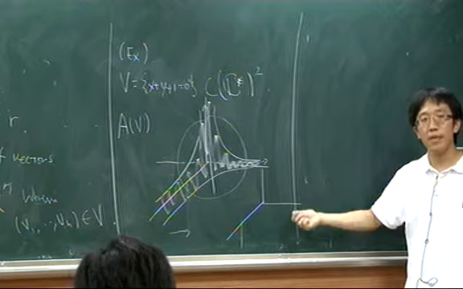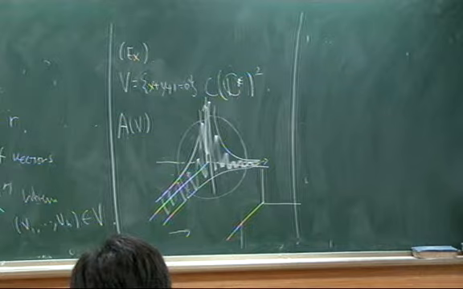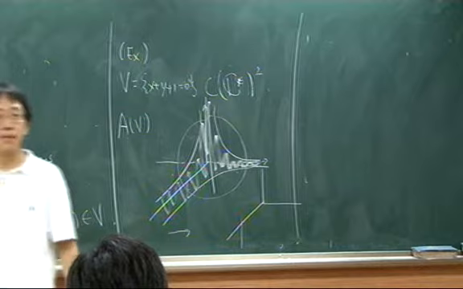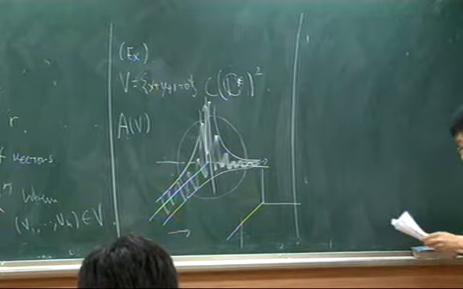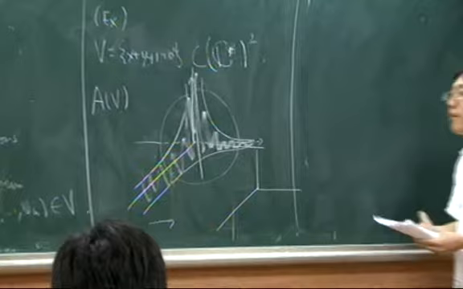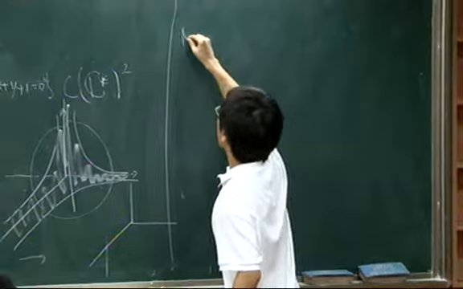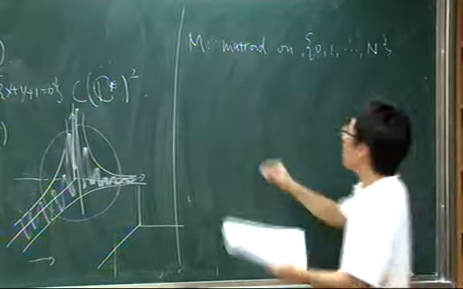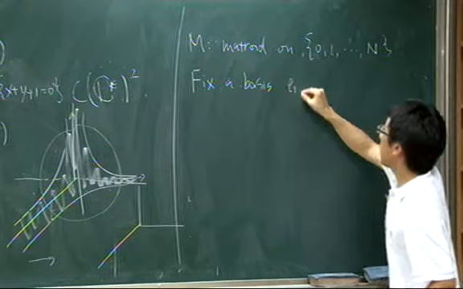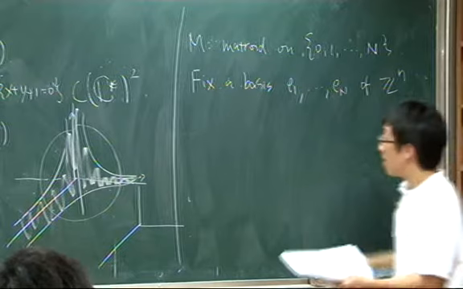And our result comes from applying all this machinery in the case when V is a linear space representing your matroid. In that case, we know that the structure of the Bergman fan can be described in a purely combinatorial way. So let's say M is a matroid on {0, 1, ..., n}, and fix a basis e1 to en of Z^n, and I'll set e0 to be minus e1 minus ... minus en.